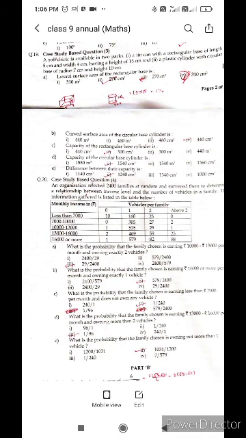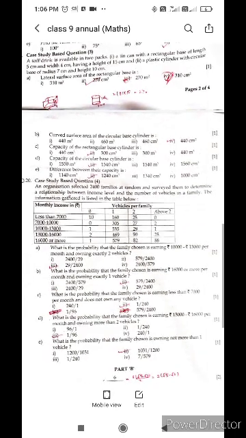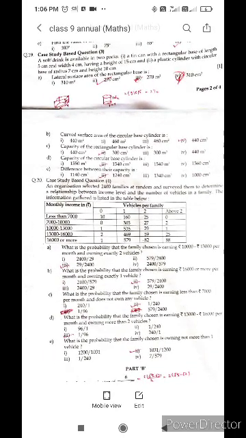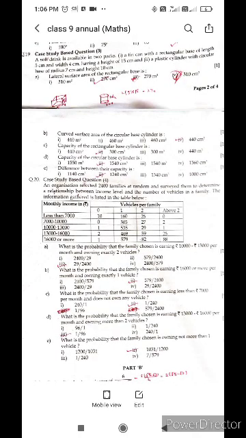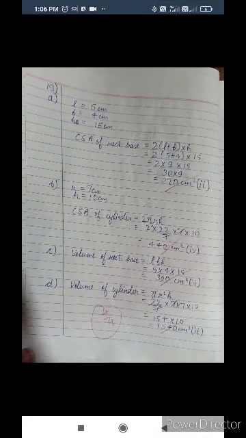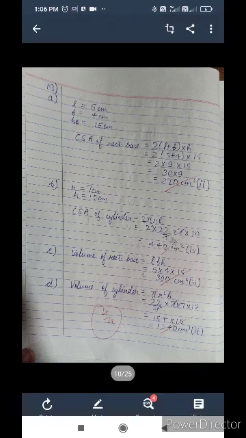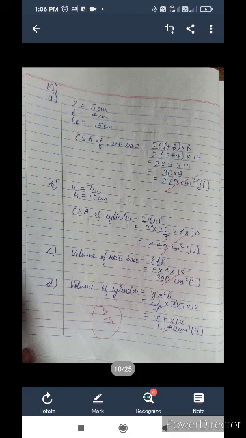The length, breadth and height of the rectangular base are given, and the plastic cylinder has base radius 7 centimeter and height 10 centimeter. Everything is given in the question only, so we have to just apply the formula. 2 pi rh, substituting the values, we get 440 centimeter square.